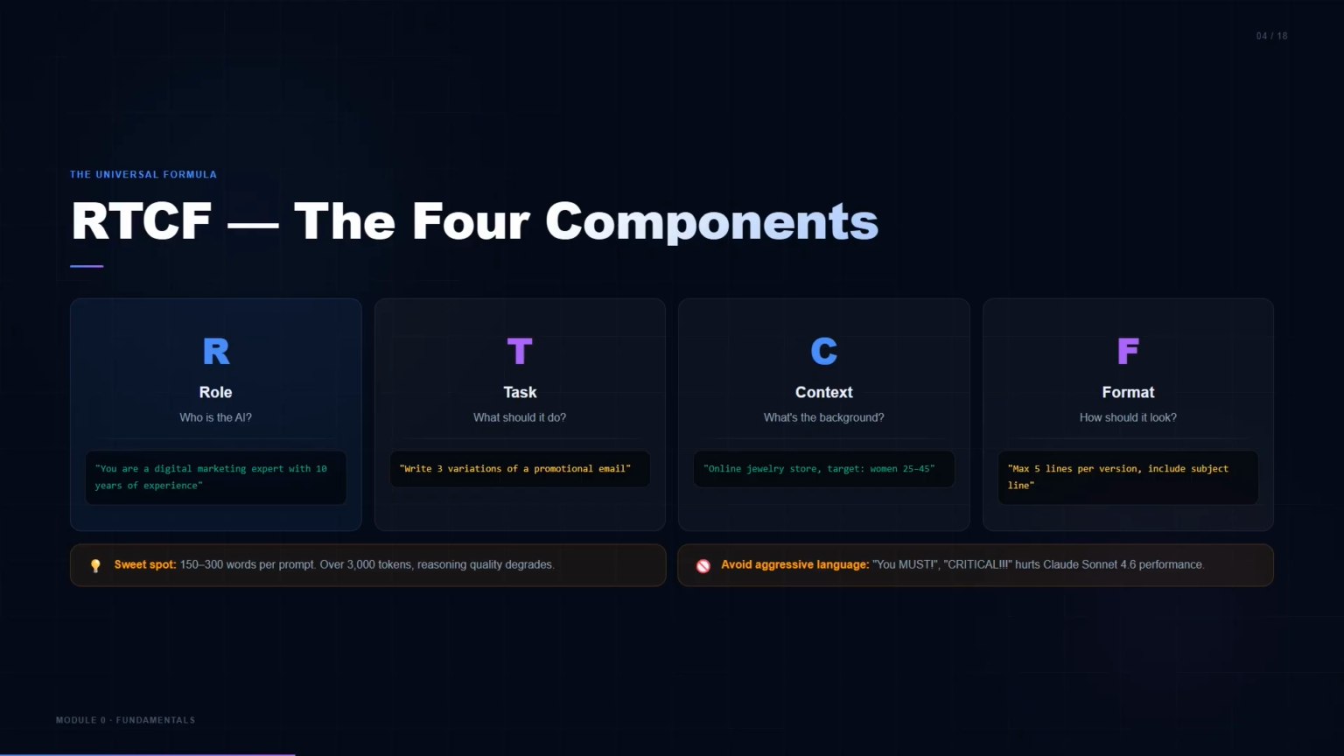One more nuance worth knowing. Aggressive language, phrases like "you must," "under no circumstances," "critical," actually hurts performance, especially with the newest Claude models. Calm, clear instructions outperform forceful ones. And Claude Sonnet 4.6 in particular follows instructions very literally. If you do not ask for something explicitly, you will not get it. Earlier versions were more initiative-taking. The current generation is more precise but less spontaneous, which means your prompts need to be more complete and specific.